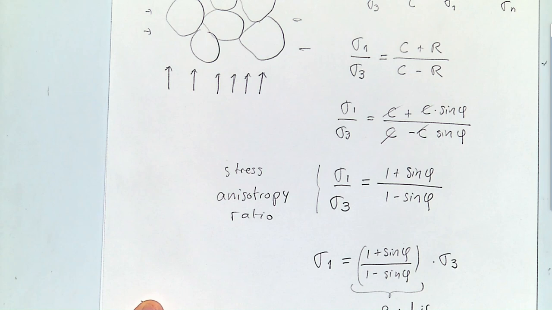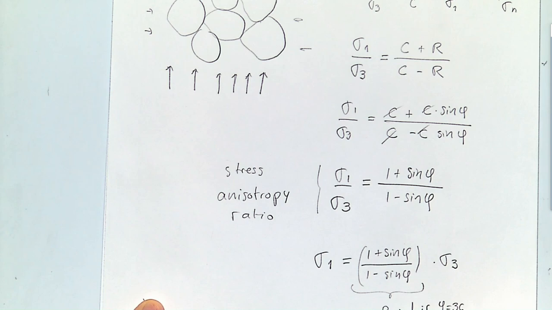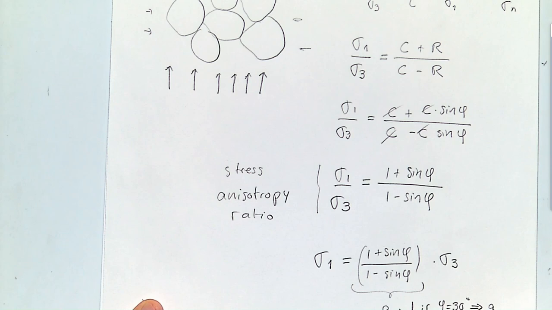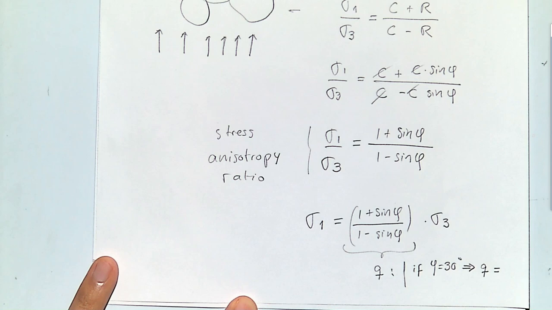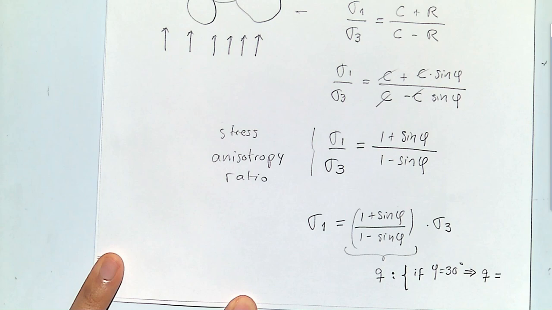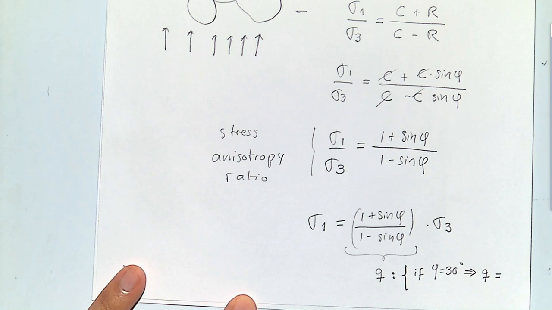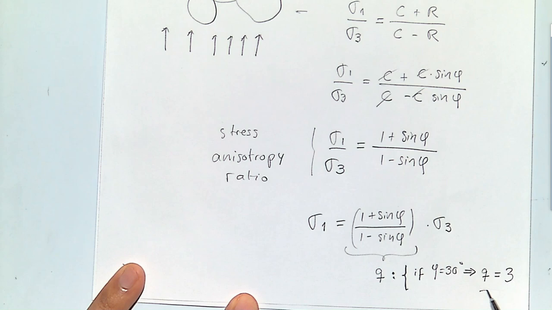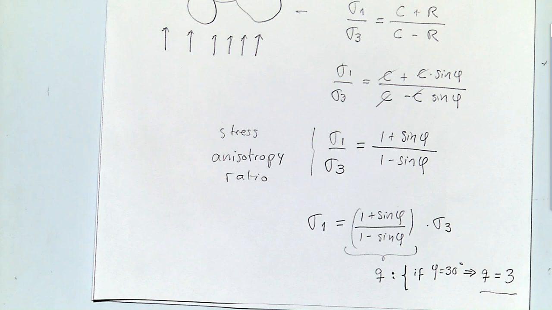Typical friction angle is about 30 degrees. So if friction angle is 30 degrees, what is Q going to be equal to? Sine of 30? 0.5, right? So this is going to be 1.5 divided by 0.5, about 3. For typical friction angles, then, the maximum stress anisotropy ratio is 3. So that means that you can put an effective principal stress 3 times higher in one direction with respect to the other.